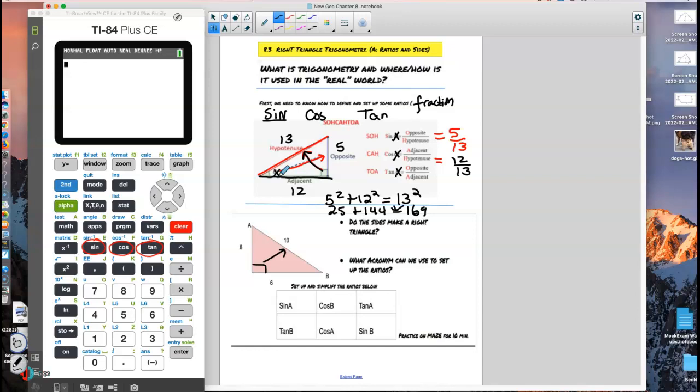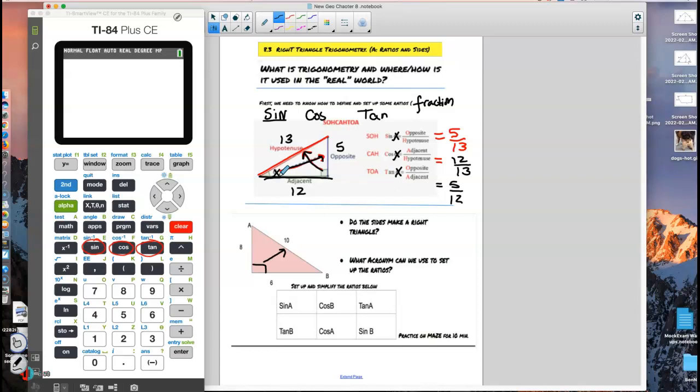Okay, so this is only for right triangles. The tangent ratio is the side opposite the angle, the 5, over the side adjacent to the angle that's not the hypotenuse. So when you're doing these ratios, you're just setting up fractions that represent two particular sides on the triangle. Right now it should be a little bit confusing, but that's why we're going to go practice it.